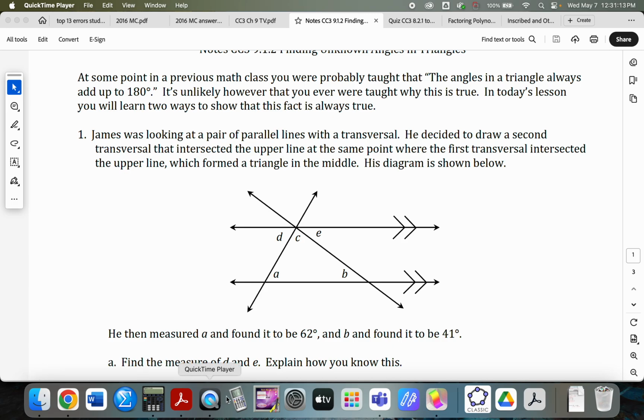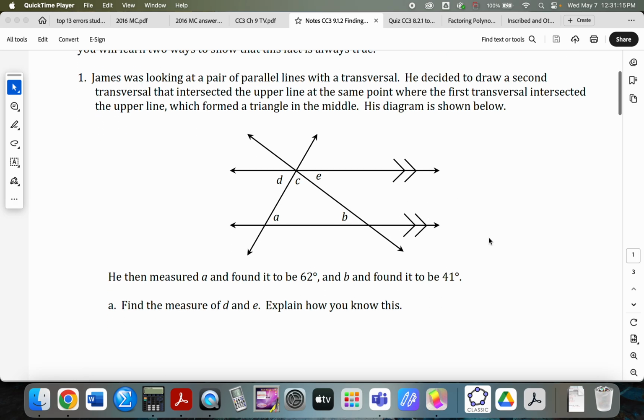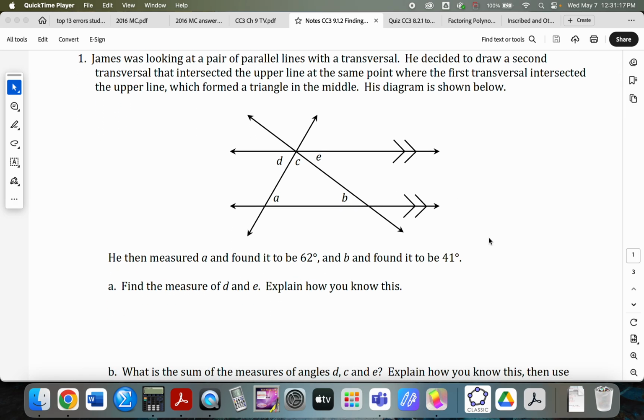So here's the first way. So James was looking at parallel lines with a transversal. Remember, a transversal is the line that goes across those two parallel lines. So he decided to draw another one, and it forms a triangle here in the middle.